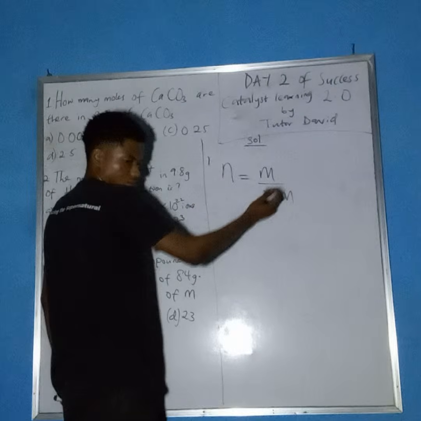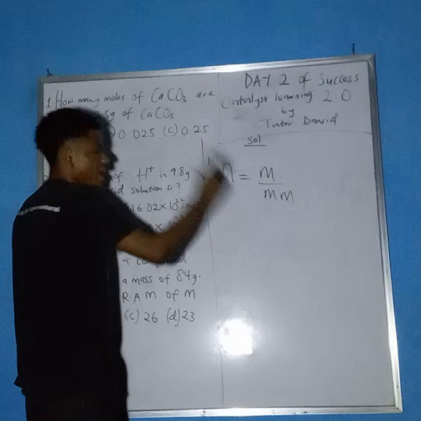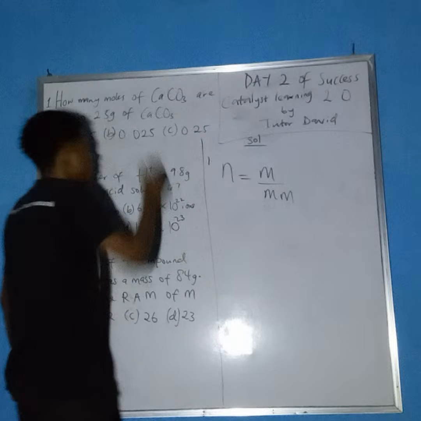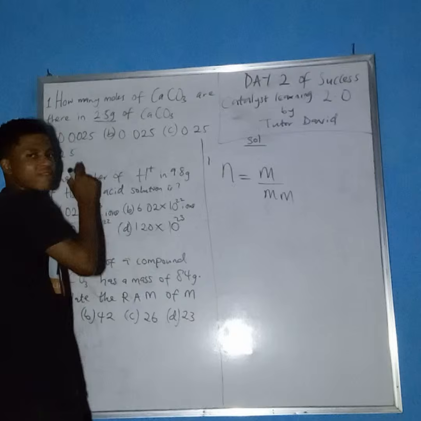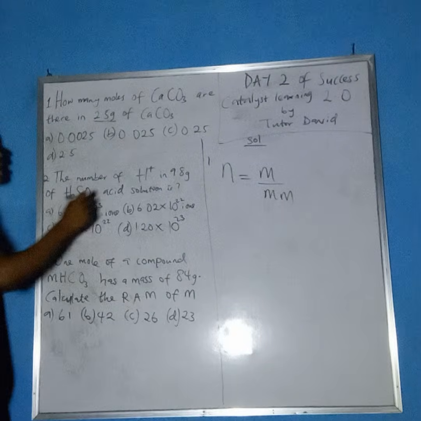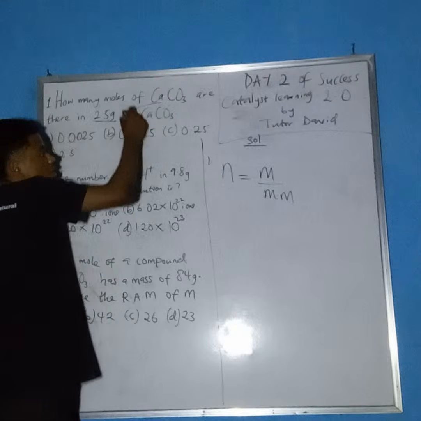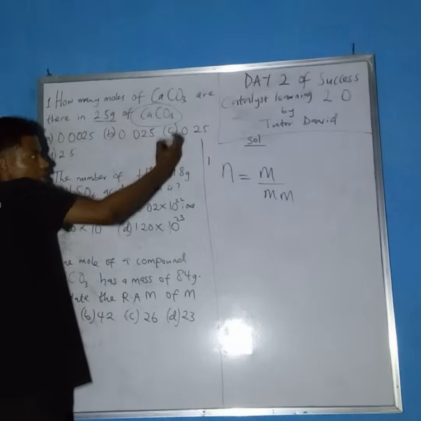So the mass that is given is 2.5 grams. And for the molar mass, what we are going to do is get the individual elements and add the individual masses of these elements together to get our molar mass.